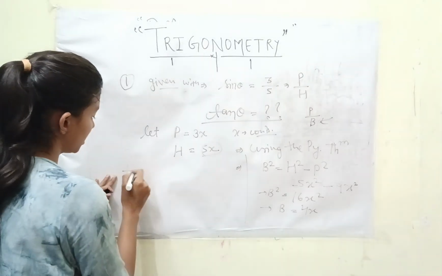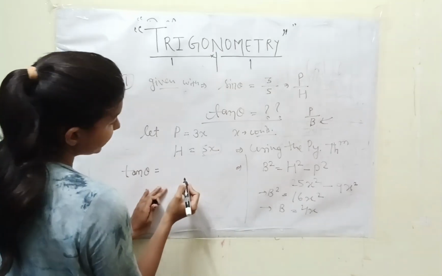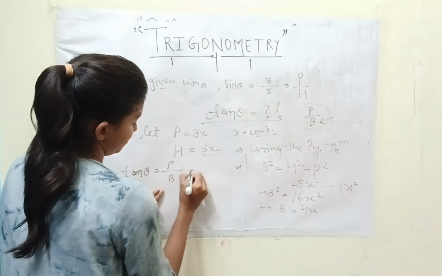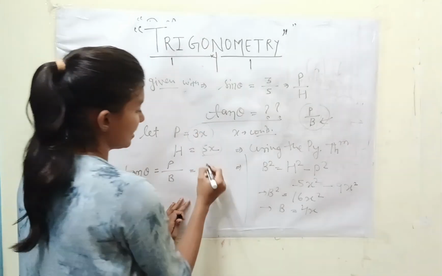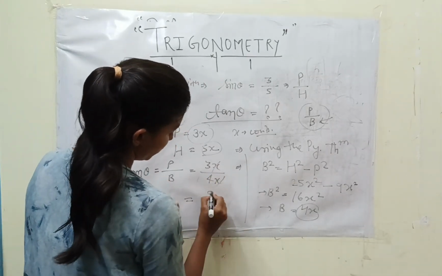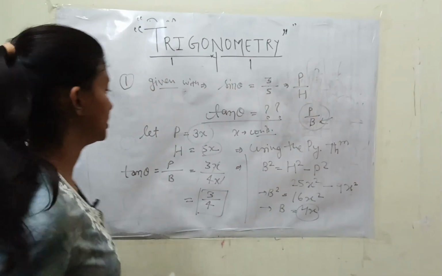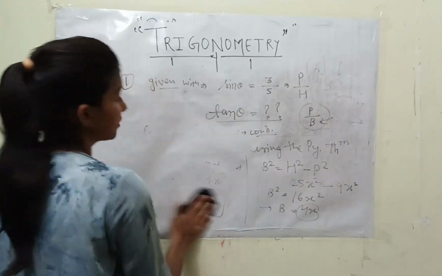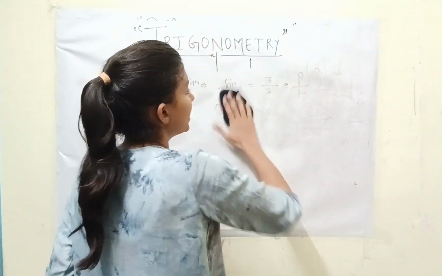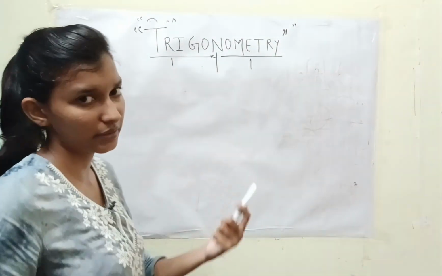Now come to the required solution, which is tan theta. Tan theta is the ratio of perpendicular and base. By putting these values, perpendicular as 3x and the base as 4x, we have got the required ratio, tan theta. Similarly, we can find other ratios like cot theta, cosec theta, sec theta, cos theta by just applying this method. Or if we are given two sides of a triangle, we can easily find the third one.